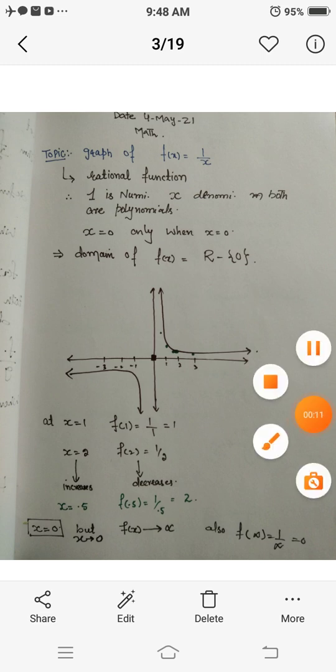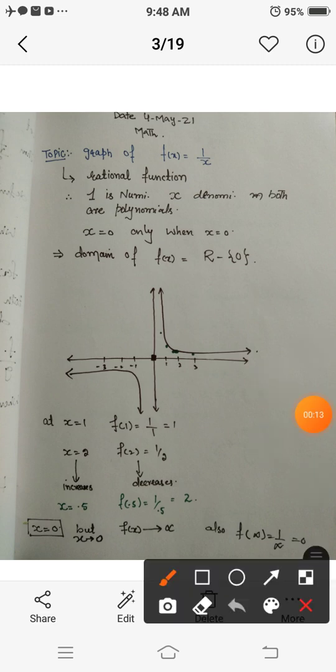In the previous lecture we discussed the algebra of two functions. Today we are using the same concept in order to discuss the graph of the function f of x equals 1 upon x.